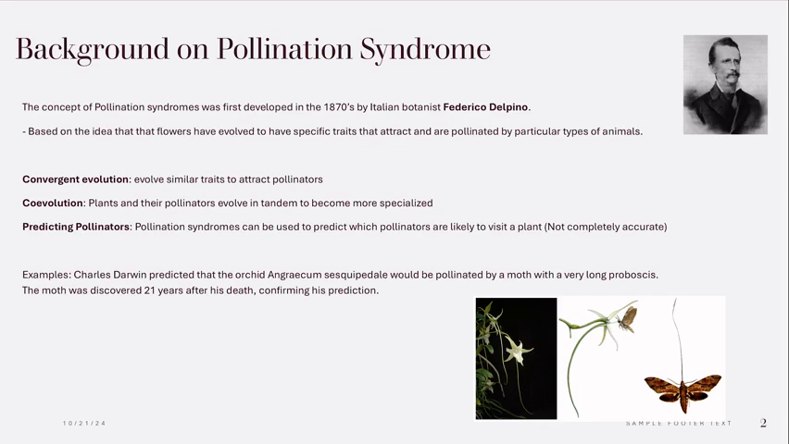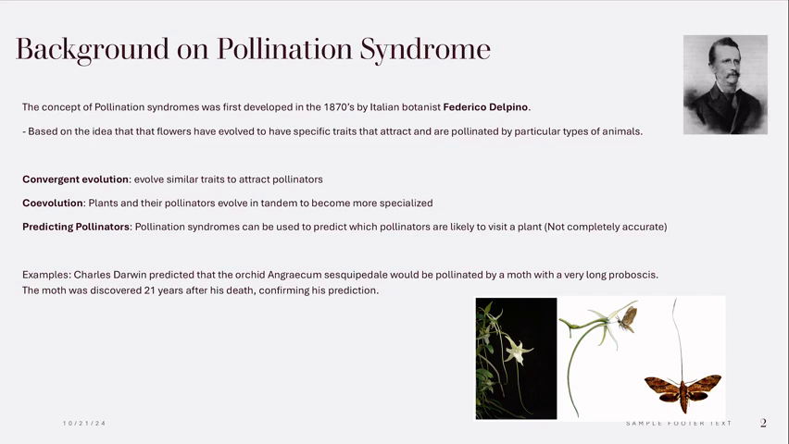This was based on the idea of convergent evolution, which is that animals and their plants evolve similar traits to attract each other. Coevolution, that plants and their pollinators evolve in tandem to become more specialized, and predicting pollinators, which means that pollination syndromes can be used to predict which pollinators are likely to visit a plant.